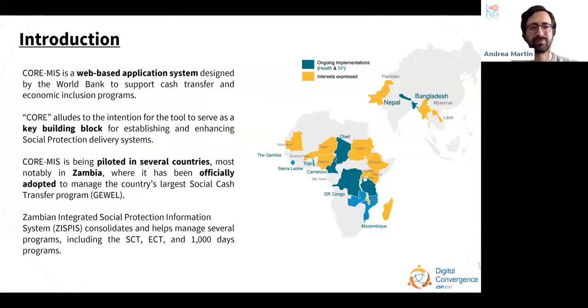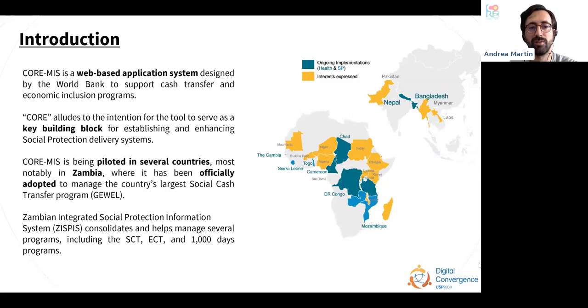Thank you very much, Veronica, and hello, everyone. So the Core MIS is a web-based application system that's designed by the World Bank to support cash transfer and economic inclusion programs. The word core alludes to the intention for the tool to serve as a key building block for establishing and enhancing social protection delivery systems. The Core MIS is being piloted in several countries, and most notably in Zambia, where it has been officially adopted to manage the country's largest social cash transfer program.